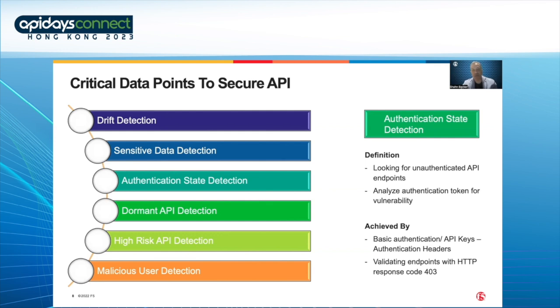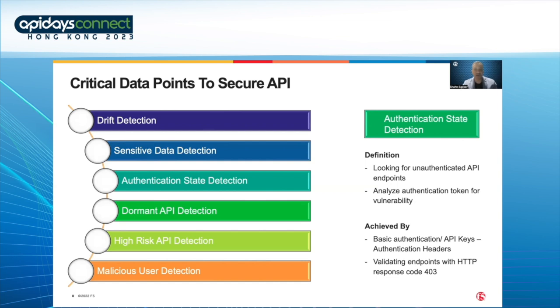Another important aspect over here is actually to analyze the authentication token as well. There are multiple times we have found that there might be authentication, but the authentication might not be strong enough. For example, we might have a JWT token, but the JWT token might not have any expiry date, which basically means that if somebody gets hold of this token, they can replay it and be that user.